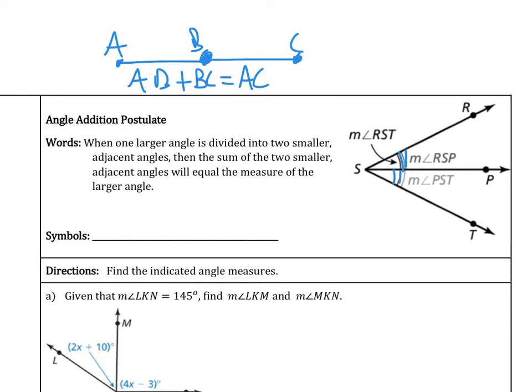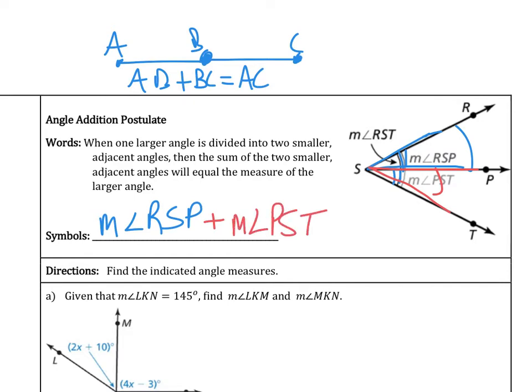So this small angle here, RSP, has a measure. Looks like maybe it's 30 degrees or something. We call that angle RSP, and the measure of that angle we write with this little m outside, measure of angle RSP. And then we've got angle PST, this guy right there, and the measure of that angle would be the measure of PST, that's the symbol.